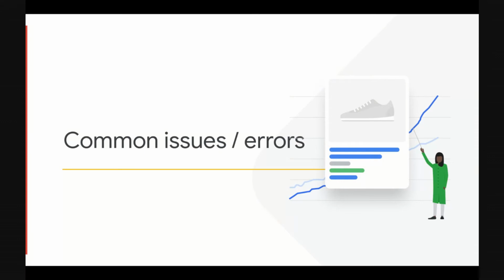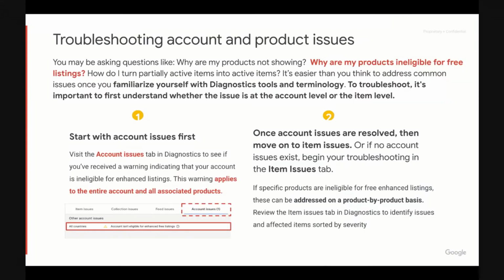All right, so let's discuss what some of these common issues and errors are. When you're troubleshooting account and product issues, it's important to keep in mind that there's an order to it. You'll first want to start off with account issues. Because if you do see a warning for an account issue, this is going to apply to the entire account and all associated products. So make sure that you resolve these account issues first, and then you can move on to item level issues.